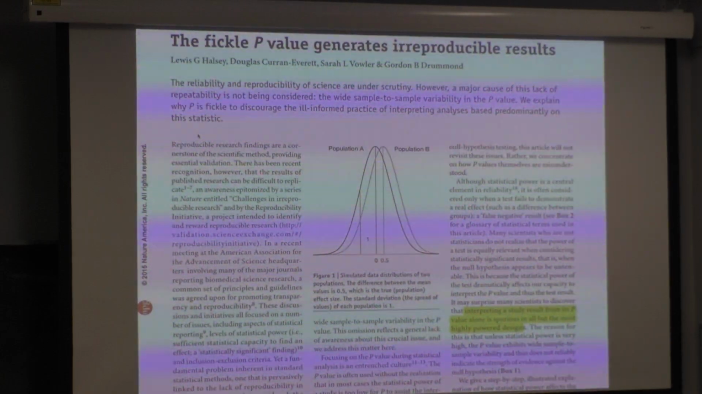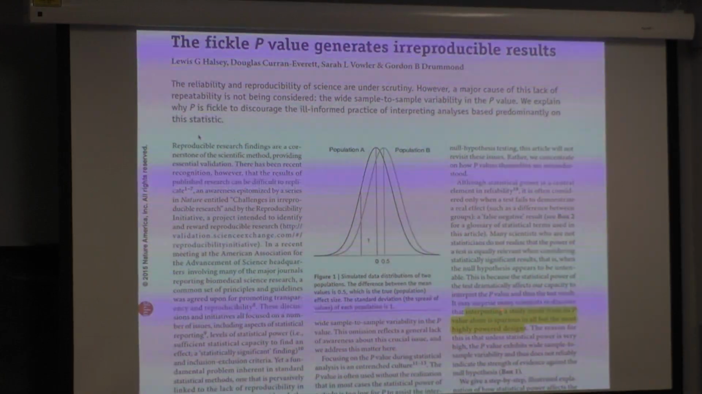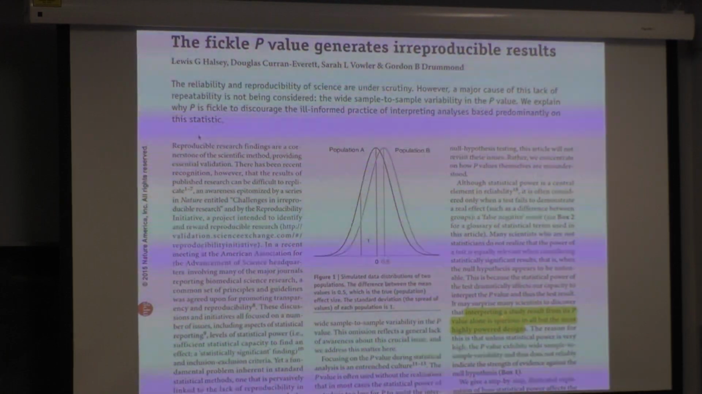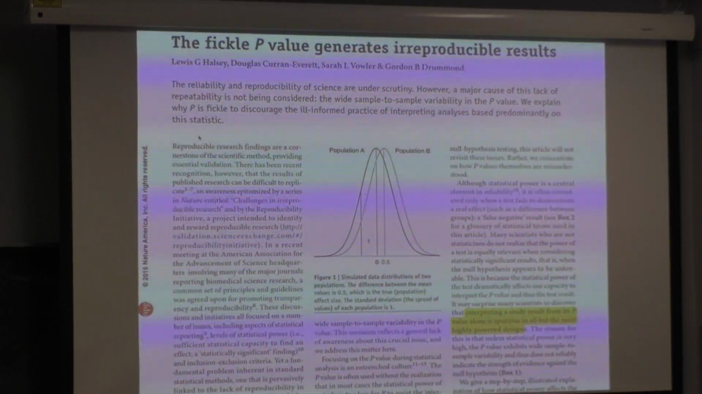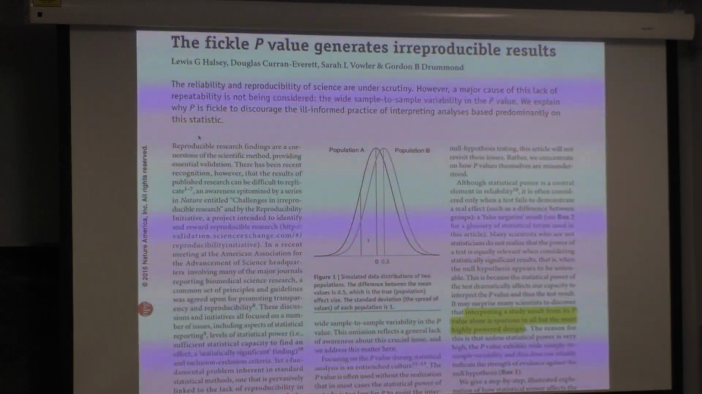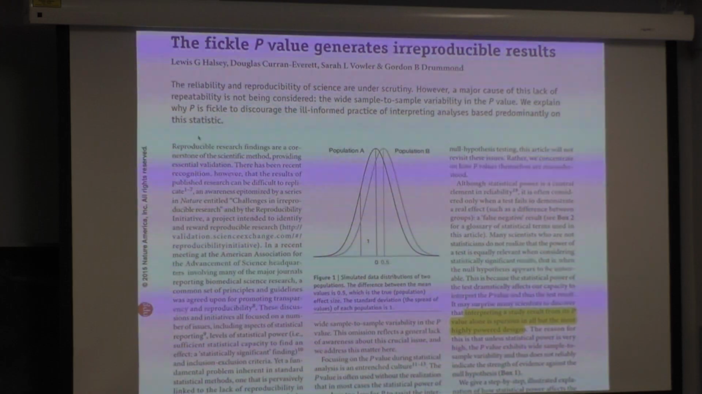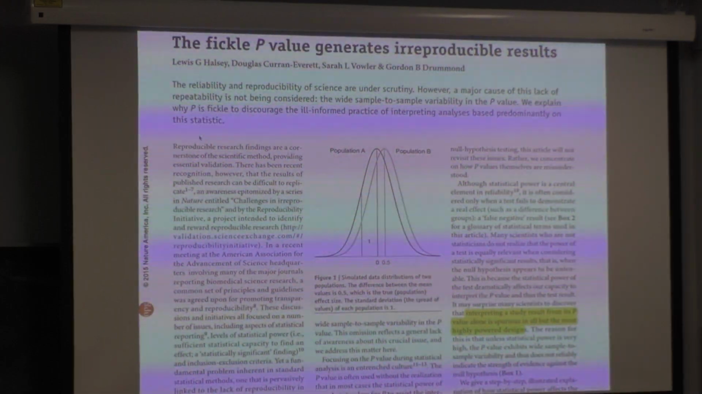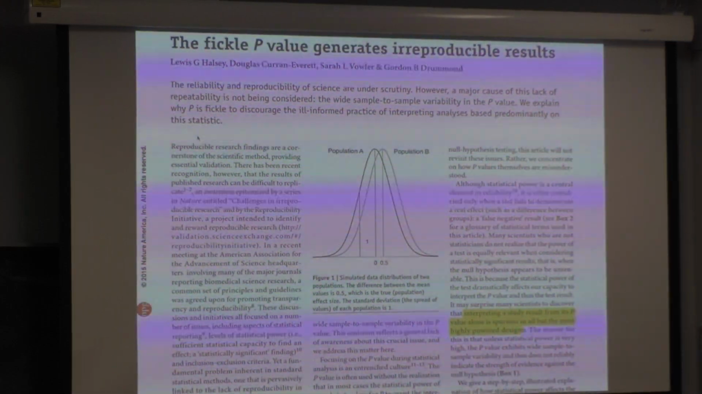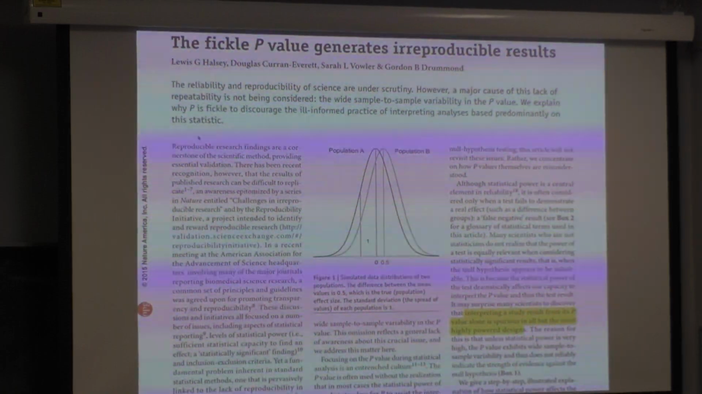So this is one of such papers, and what I've highlighted there is that interpreting a study result from its p-value alone is basically not useful. It's spurious, right? Unless you have highly powered designs, that means unless you have loads of data. If you have loads of data, you have loads of information. So basically doing p-values is not useful.